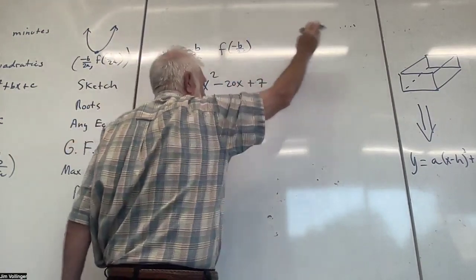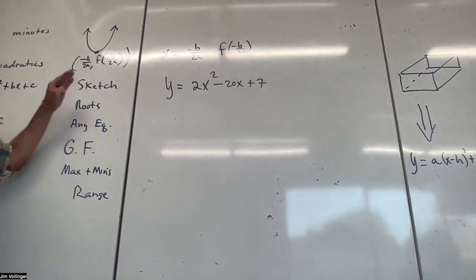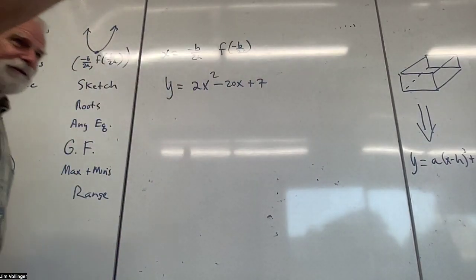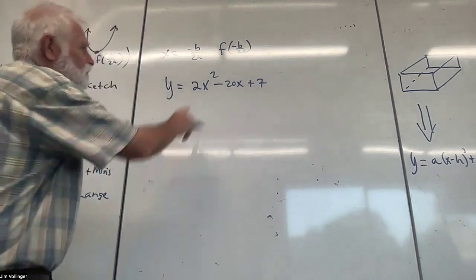Yeah, you sketch it, so on and so forth. Everything that's over here, I'm gonna do. All right, we'll see you over there. Yep. All right, so minus b over 2a.